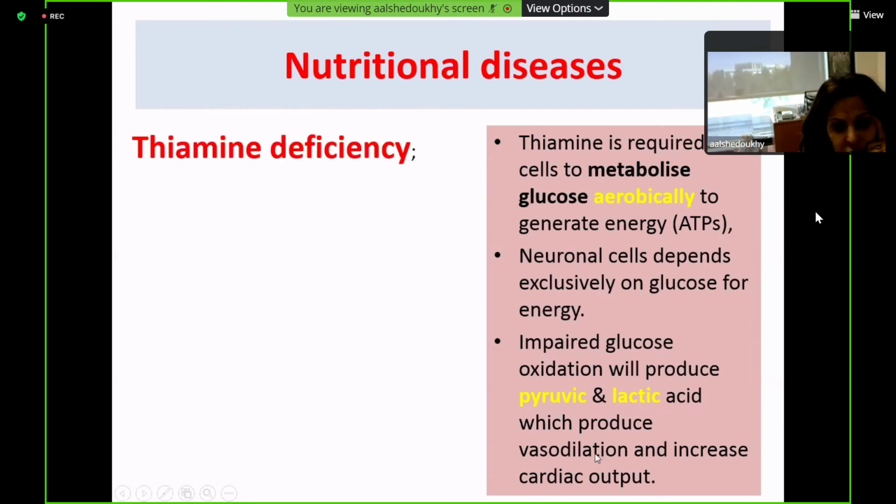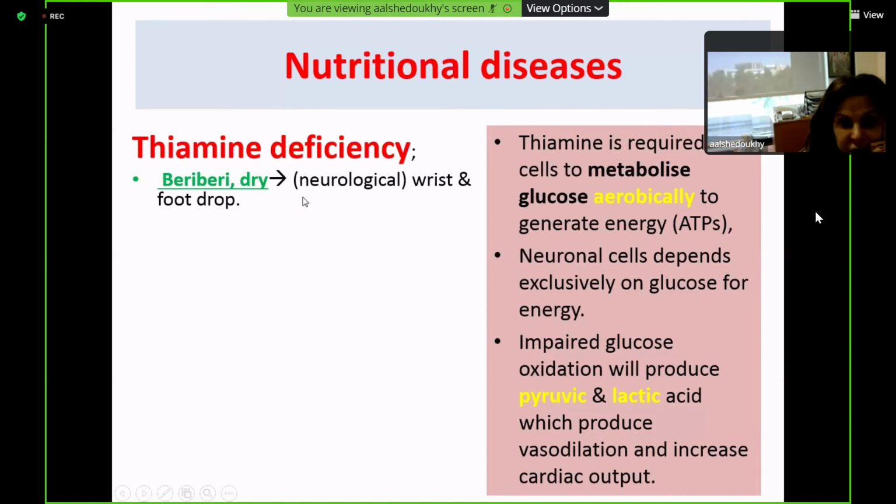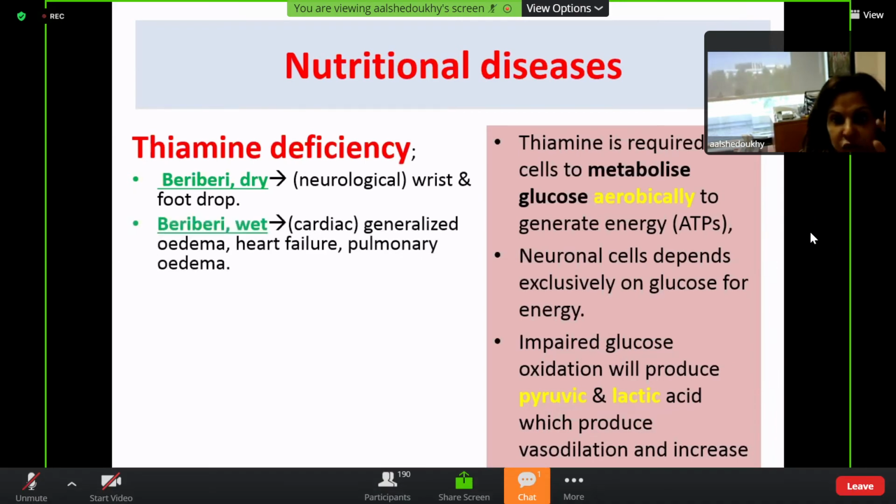This will lead to vasodilation of the blood vessels and also will lead to increased cardiac output. So thiamine is an important component for a healthy brain. People who have thiamine deficiency develop different types of diseases. They develop Beriberi disease, and Beriberi disease has two categories. It has the dry and the wet.